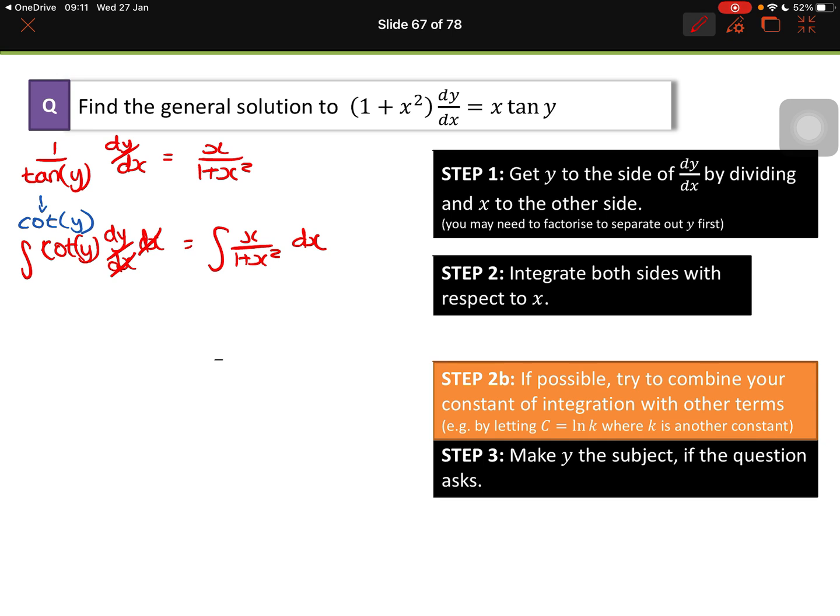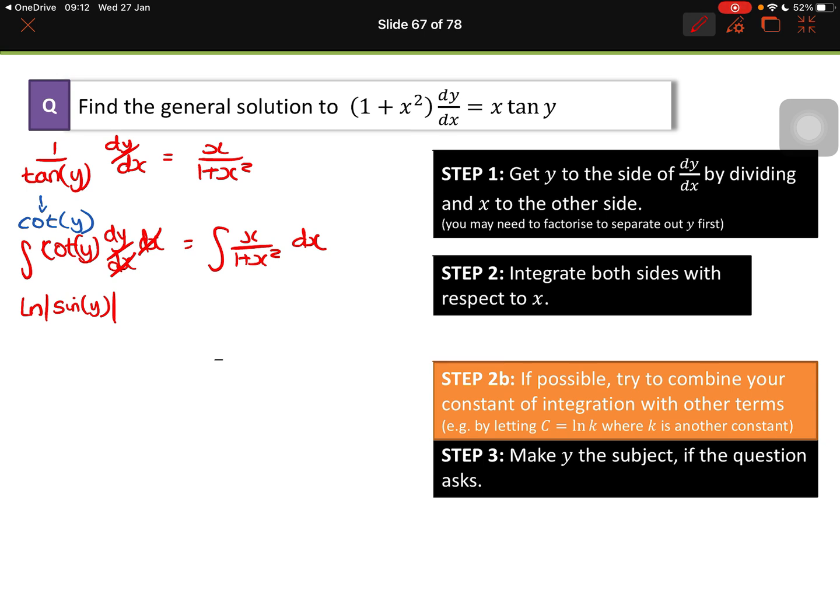Integral of cot y comes out of our formula book, so we can integrate cot y quite happily. Integrating cot y takes us to log natural sine y. Okay, that should come out straight of the formula book.